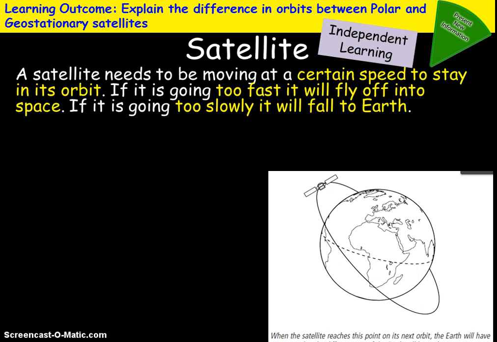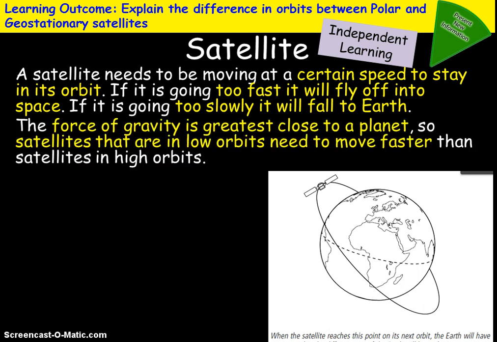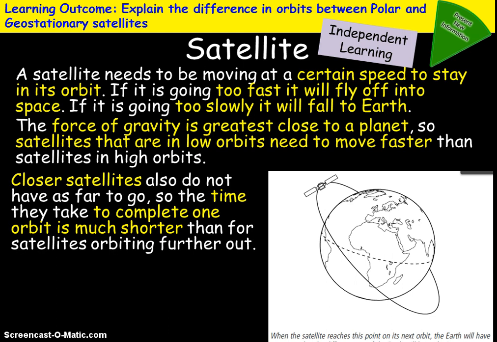Now, satellites have to go a certain speed to stay in orbit. If they're too fast, they'll fly out of their orbit and drift off into outer space, and if they're too slow, then they would fall back down to Earth. Because the force due to gravity is stronger closer to the planet, satellites that are in low orbits have to move faster than the ones in higher orbits. The satellites that are closer also have a much shorter period, and the period is the time taken for one complete orbit around the planet.